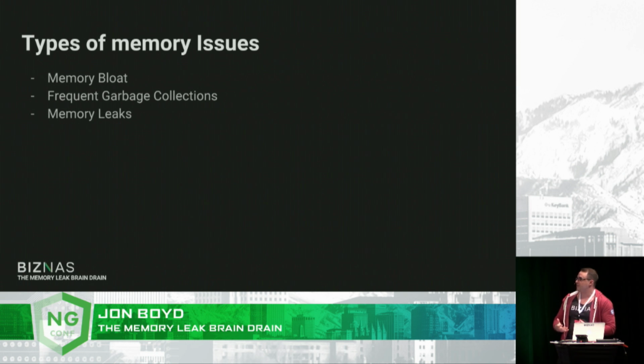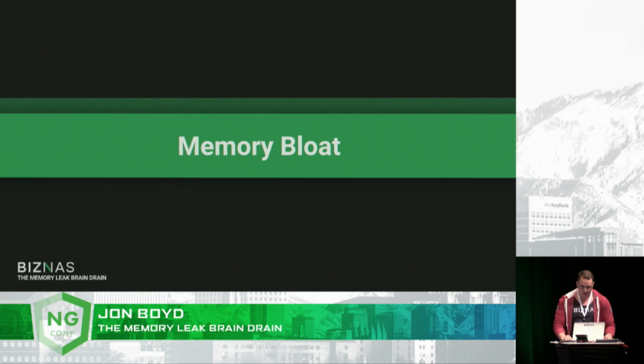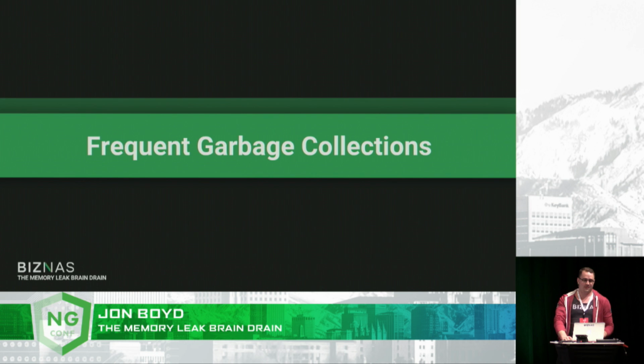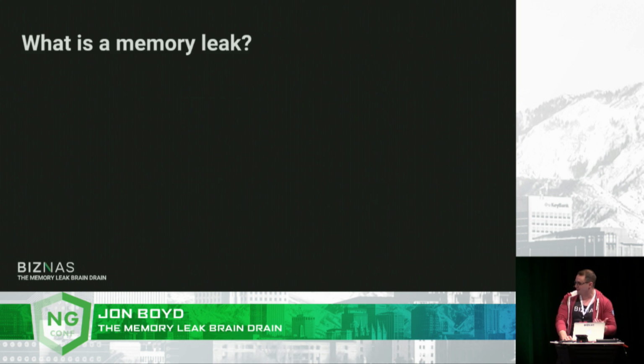So there's really 3 types of memory issues, not just memory leaks. You have memory bloat, and that's going to be when your app uses way too much memory right off the bat. You have garbage collections. If they're happening way too often, you'll get jank in your app. It'll be choppy. Animations will be visibly choppy. And then you have memory leaks, of course, which is going to be the core of this talk. Oh, wait, I had more slides, but I missed them. Okay, so frequent garbage collections, then memory leaks.